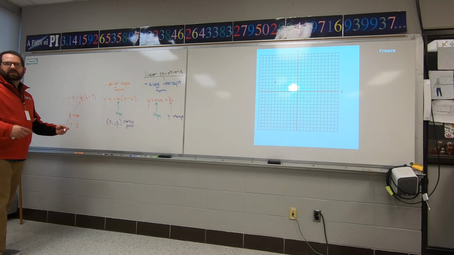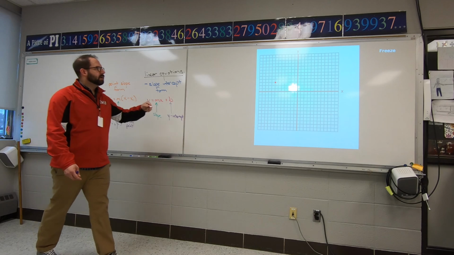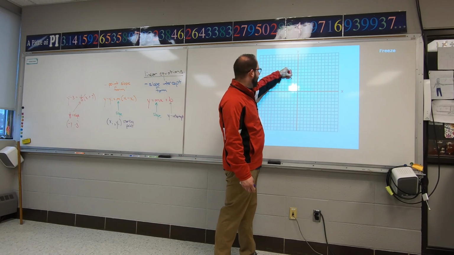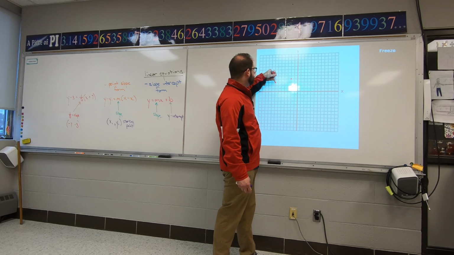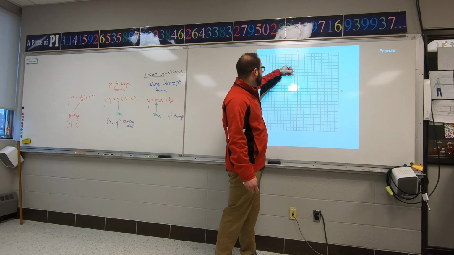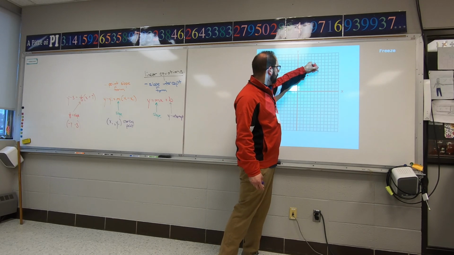You looked at the slope, and you said, okay, the slope is 1/5, so I'm rising 1, running 5. So rise 1, run 5. 1, 2, 3, 4, 5. So here's my next data point. And then I do it again. Up 1 over 5. 1, 2, 3, 4, 5.